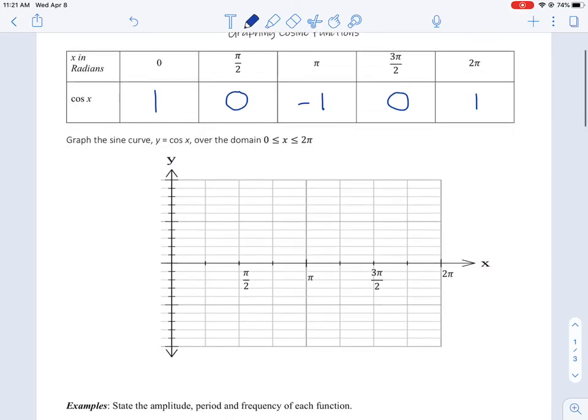So remember that these are x and y values, so I could take this and put it on my graph. Actually, this should say cosine. So let's graph the cosine curve, y equals cosine of x, over the domain from 0 to 2 pi. All this means is that these are our x values. So let's start graphing this. At 0, my y value is 1.